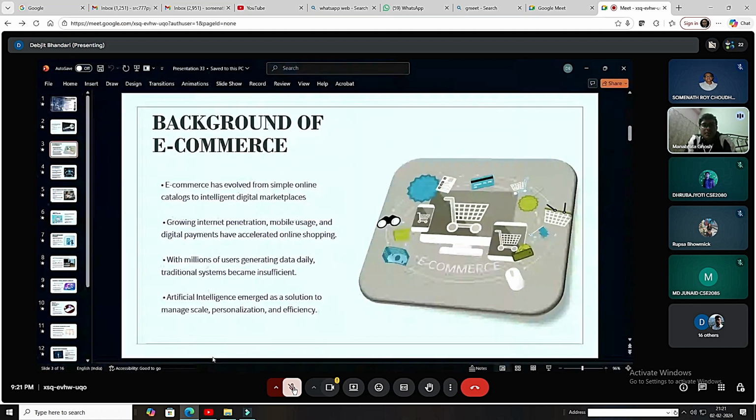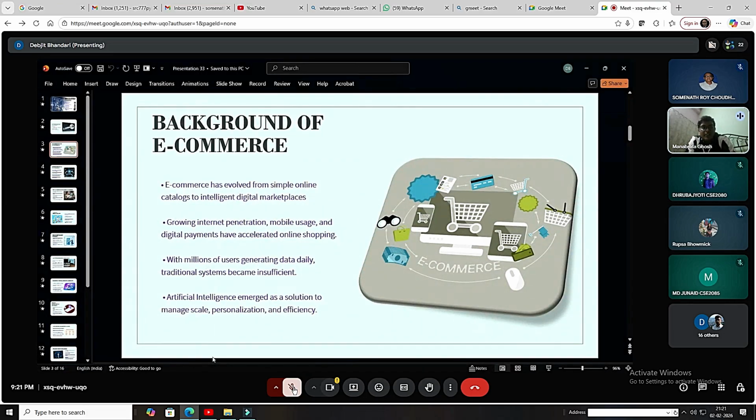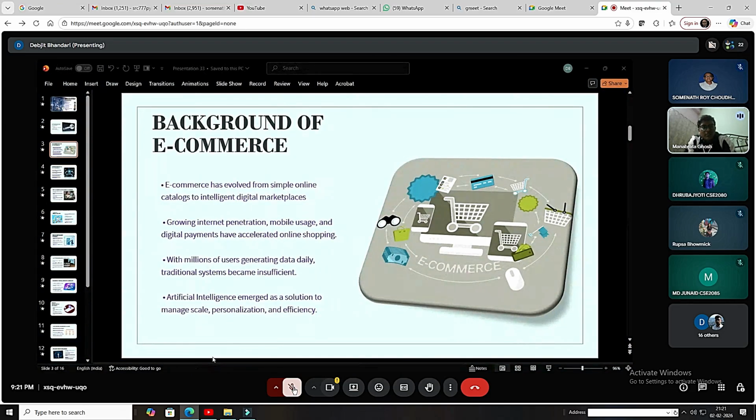So if we start with the background, e-commerce refers to the process of buying and selling goods and services through an electronic platform, mainly the internet. The foundation was laid in the 1960s with electronic data interchange, which enabled businesses to exchange documents digitally. The real expansion began around the late 1990s with the commercialization of the internet, leading to the emergence of online marketplaces such as Amazon, eBay, Alibaba, etc.